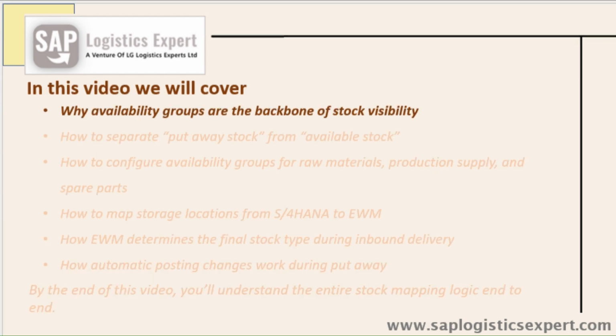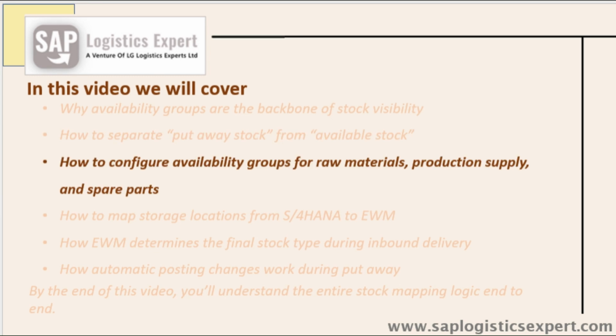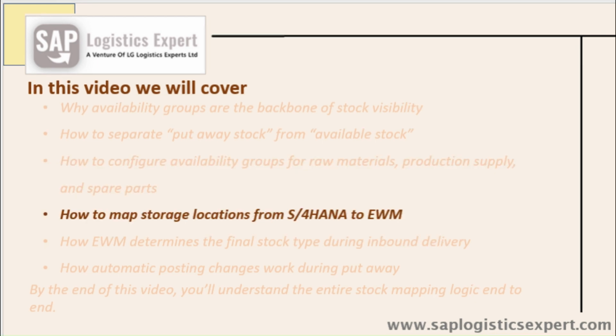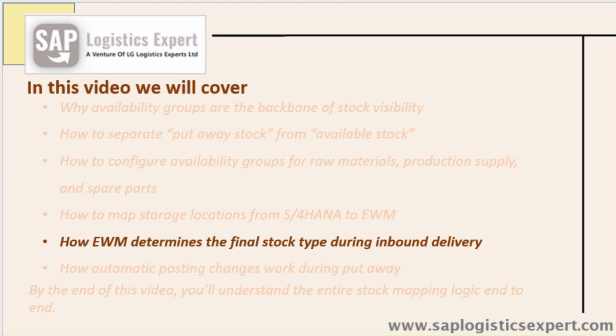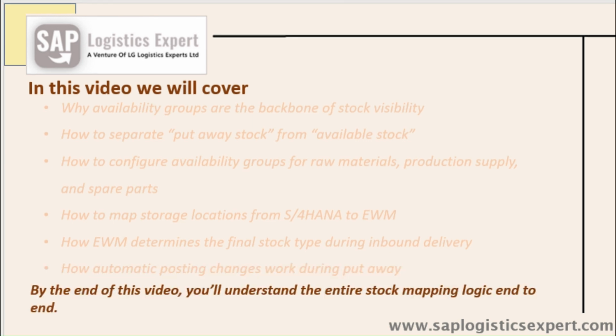In this video we will cover why availability groups are the backbone of stock visibility, how to separate put-away stock from available stock, how to configure availability groups for raw materials, production supply and spare parts, how to map storage locations from S4HANA to EWM, how EWM determines the final stock type during inbound delivery, and how automatic posting changes work during put-away. By the end of this video, you will understand the entire stock mapping logic end to end.